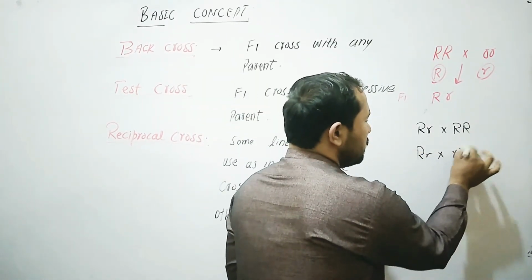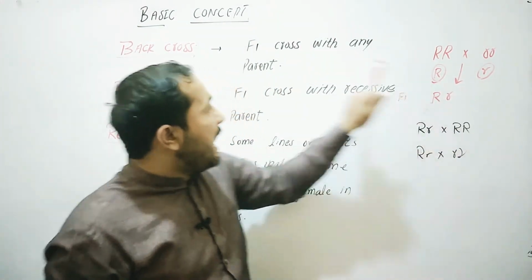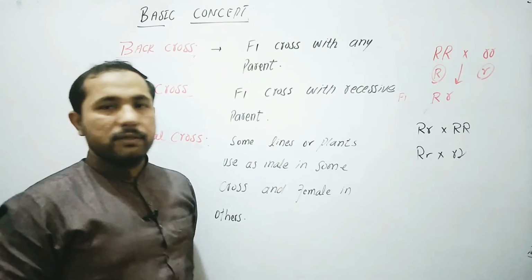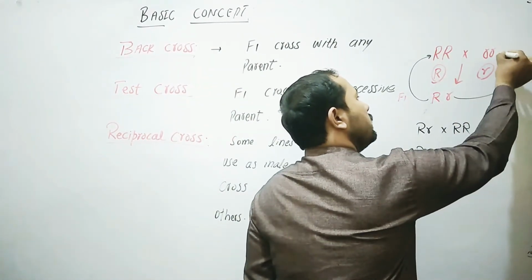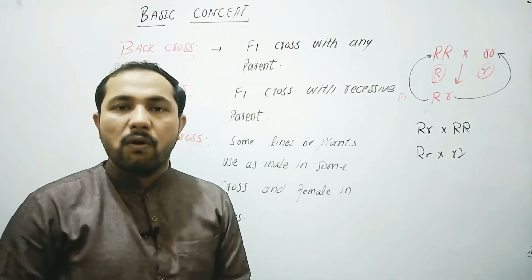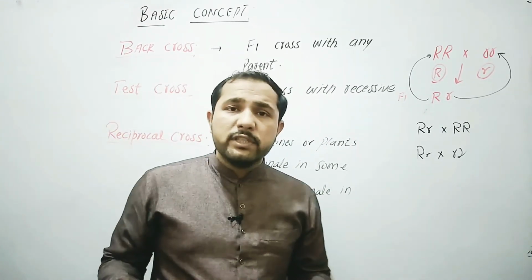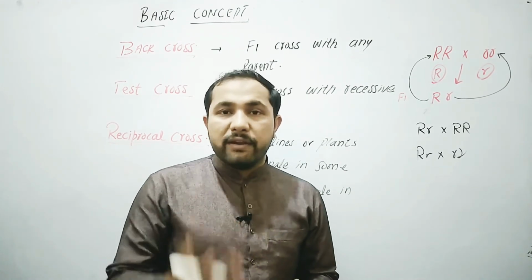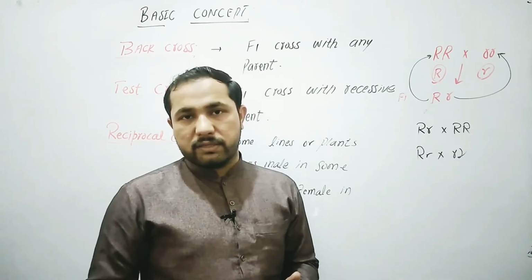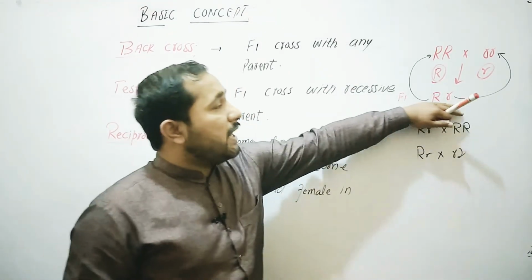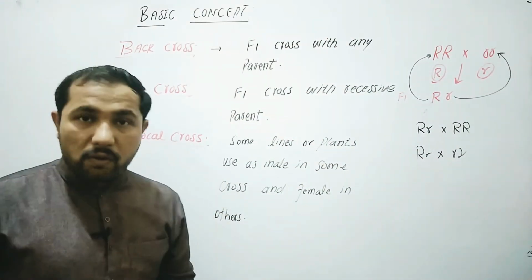F1 crossed with this small r. If we cross F1 with any parent, with the dominant parent or with the recessive parent, this will be called a back cross. Why do we perform this back cross? To check the inheritance of some genes which control a specific character, or to check the genetic makeup of this plant. So this is called a back cross.